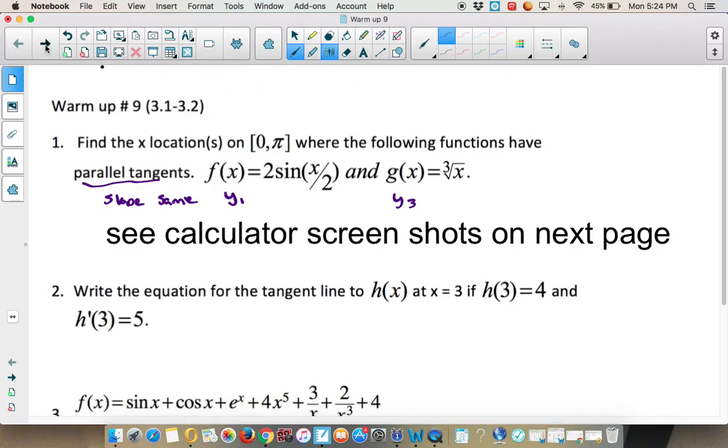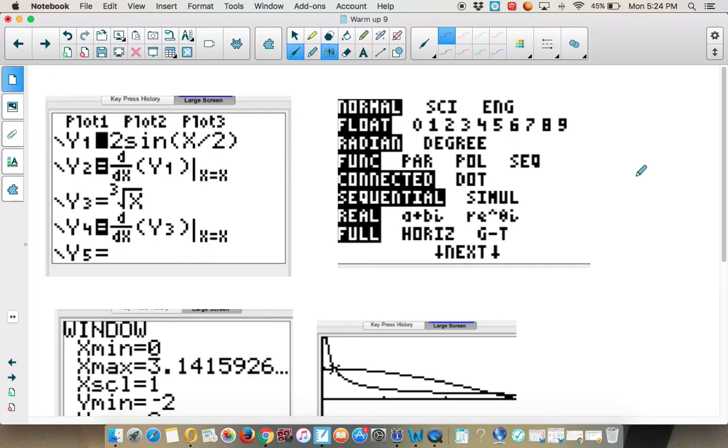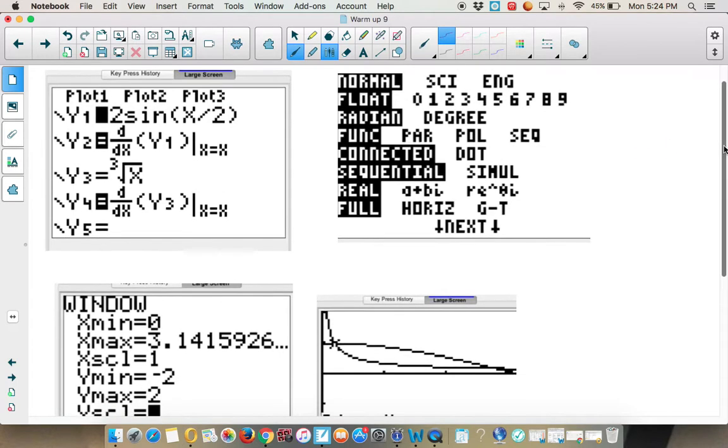So we're going to go to the screenshots on the calculator, and these are the settings you need to have on your calculator. First of all, you need to be in radians. You're always in radians in calculus. As I said, y1 is going to be your first function. Y2 is going to be your derivative of that function. And when you're putting your derivative in, it's going to be d/dx. You're going to need to fill in that x.